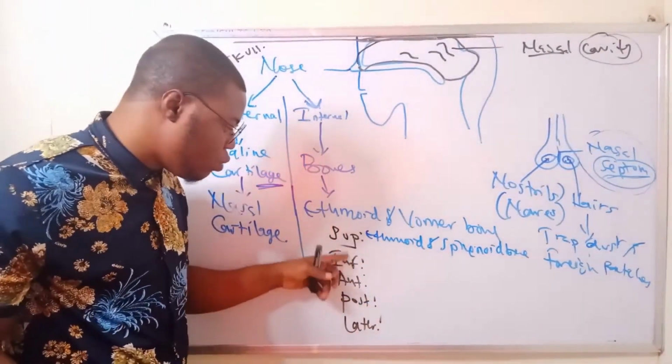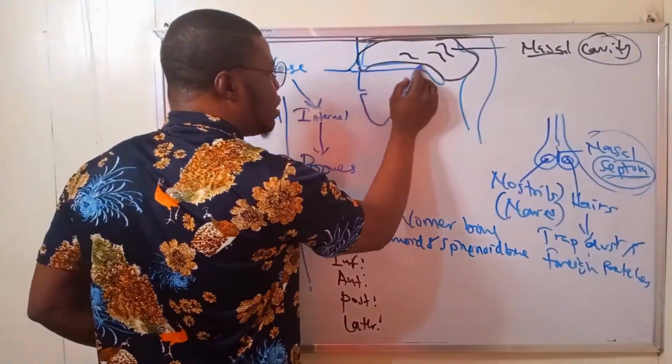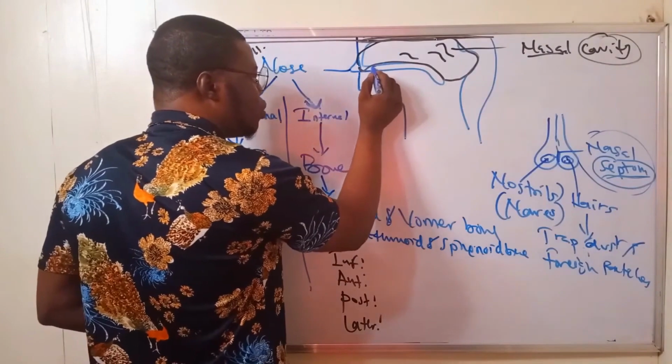Now, for inferiorly, what can you find? Now, take a look at the diagram back. This is the inferior aspect now. Now, under it, we have this structure.